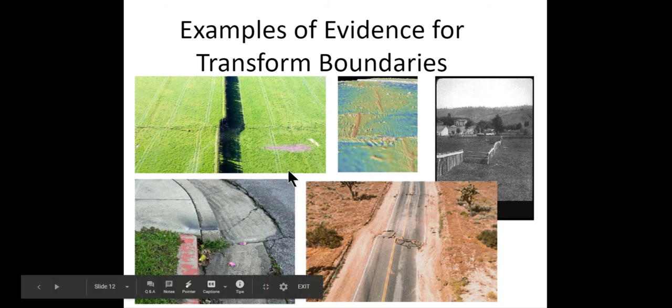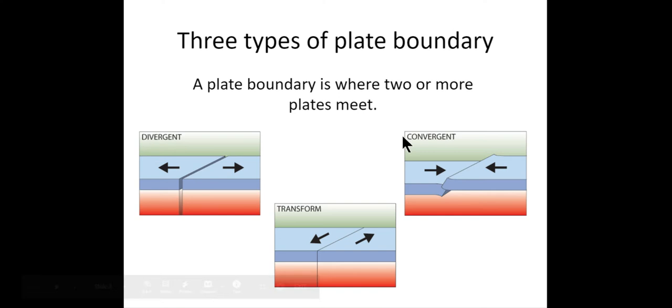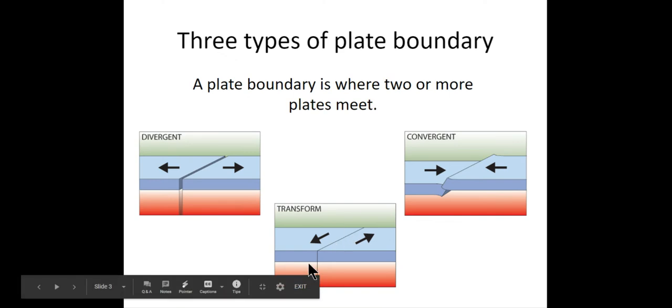So that is our discussion about tectonic plate boundaries. Let me go back to the third slide to review. We have three types of boundaries: divergent, where two plates move apart; convergent, when two plates move together; and transform, where two plates slide past each other.